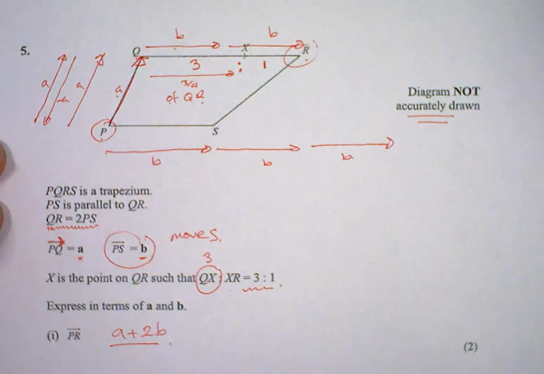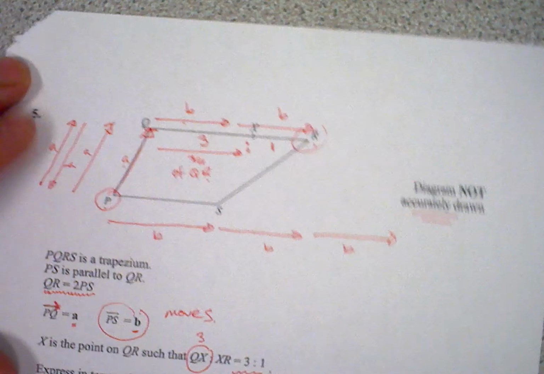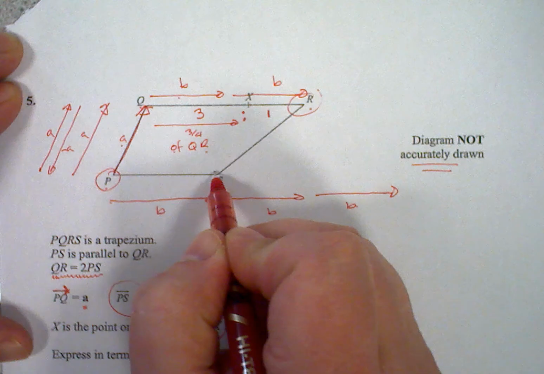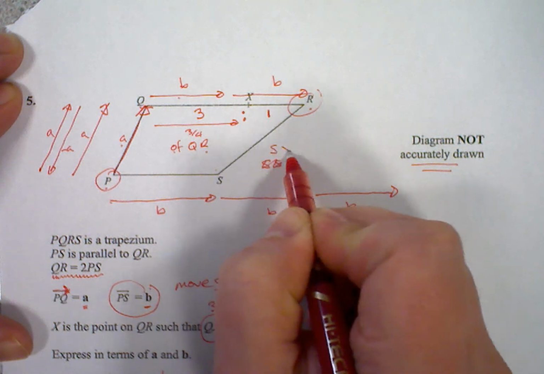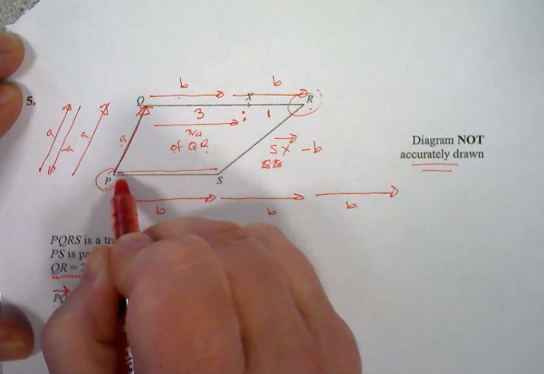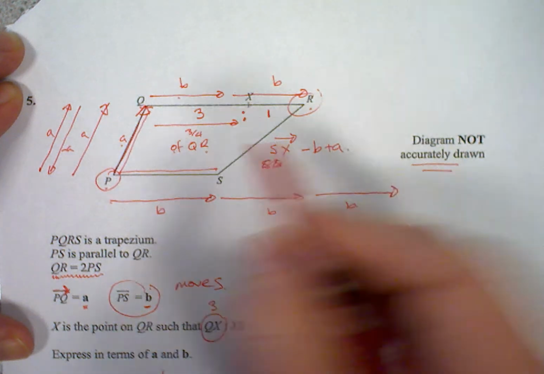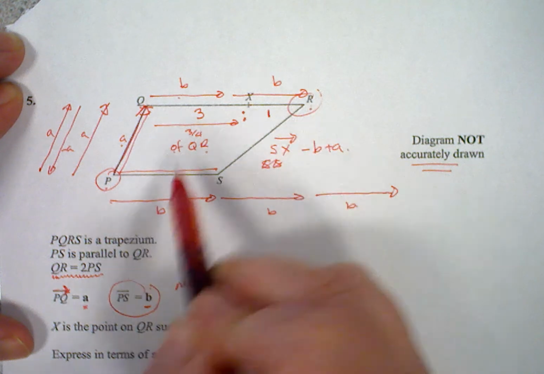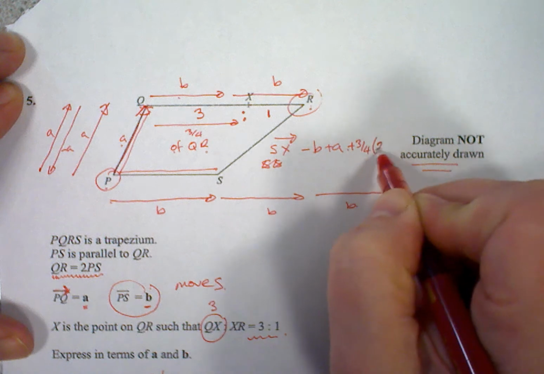And in the question, which you can see below, you've got to get from S to X. So to get from S to X, I'm going to have to go and do a reverse B move. Okay, so going from S to X, we need to do a reverse B move, which is that. Then I'm going to do a positive A move, which is that. Then I'm going to do 3/4 of QR. Now QR is 2B, so I need 3/4 of 2B.